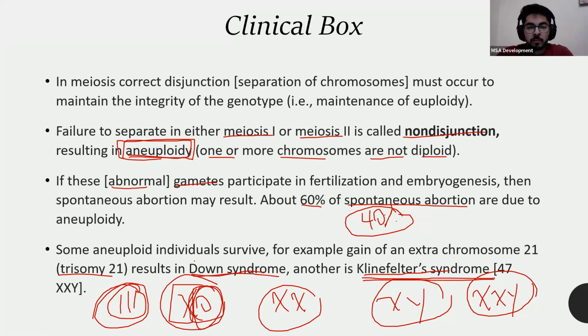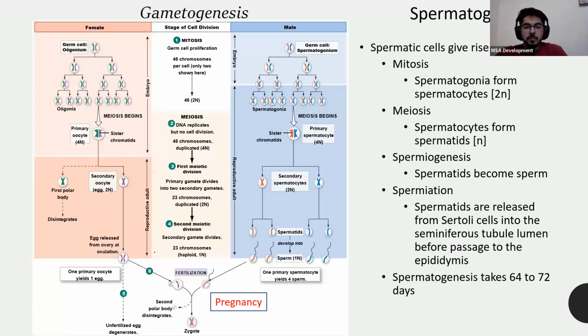So what you need to know from this slide is that if correct separation of chromosomes happens, we call this correct disjunction. When there's a problem with separation, either in meiosis 1 or meiosis 2, we call this non-disjunction. And this is going to cause aneuploidy. If fertilization happens to an aneuploid cell, in 60% of cases it is going to cause spontaneous abortion, and 40% is going to cause some syndromes related to the number of chromosomes, either an extra copy or a missing copy. Now, before digging into information about spermatogenesis, let's discuss some information.